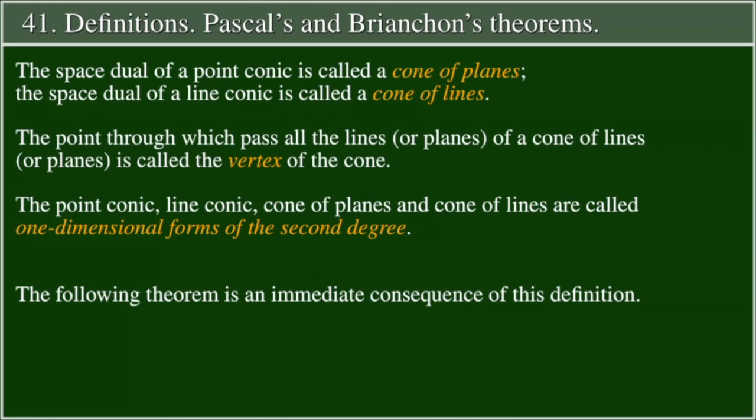The point through which pass all the lines or planes of a cone of lines or planes is called the vertex of the cone. The point conic, line conic, cone of planes, and cone of lines are called one-dimensional forms of the second degree. The following theorem is an immediate consequence of this definition.